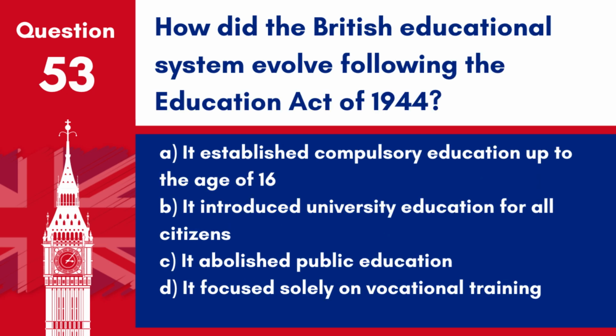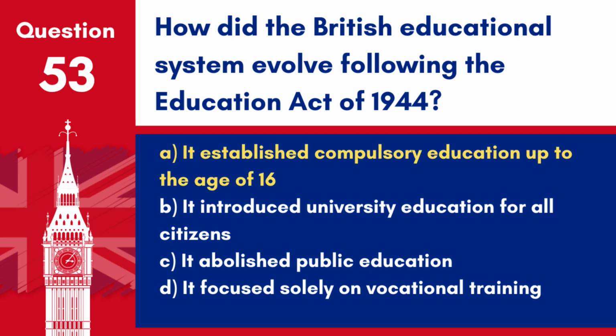Question 53. How did the British educational system evolve following the Education Act of 1944? A. It established compulsory education up to the age of 16. B. It introduced university education for all citizens. C. It abolished public education. D. It focused solely on vocational training.